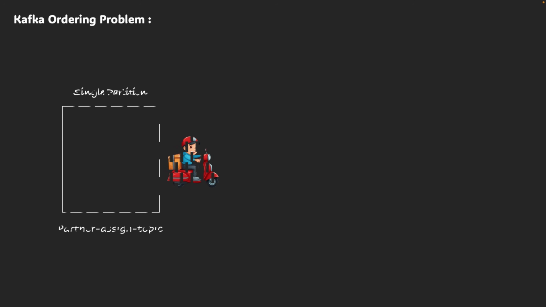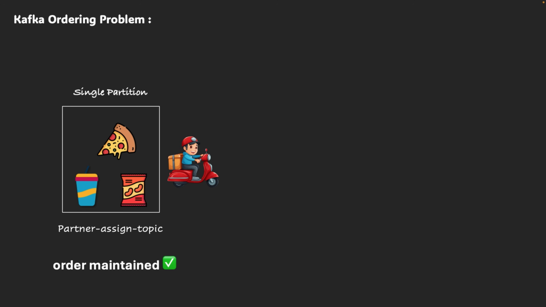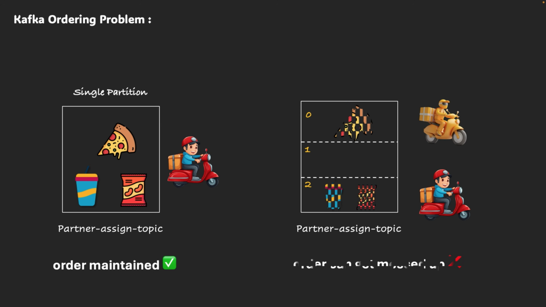Now Kafka also works in a similar way. One partition, one delivery guy, order maintained. Because this is the person who will bring everything for you in one go. Okay? But if you have multiple partitions, multiple delivery guys, the order can get messed up. Because the first delivery guy can bring the pizza for you, the second delivery guy will get the soft drinks and snacks for you. Who will reach first, we never know. So there is no order guarantee. Okay, I hope this is clear for you.